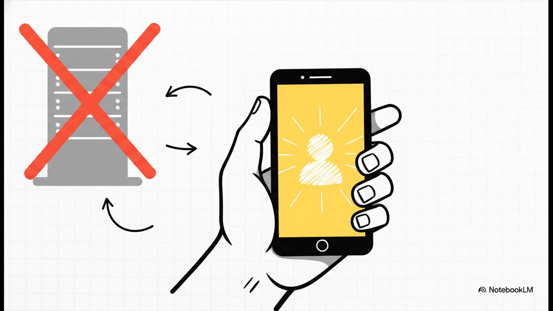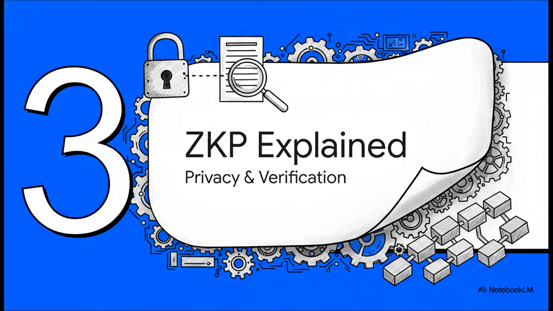We constantly ask big tech companies to vouch for us. Absolute ownership cuts out that middleman entirely. You aren't renting your login credentials anymore. You own them, and you dictate exactly who gets to see them and when. Which leads us perfectly into Section 3, Zero Knowledge Proofs Explained, where privacy finally meets verification.